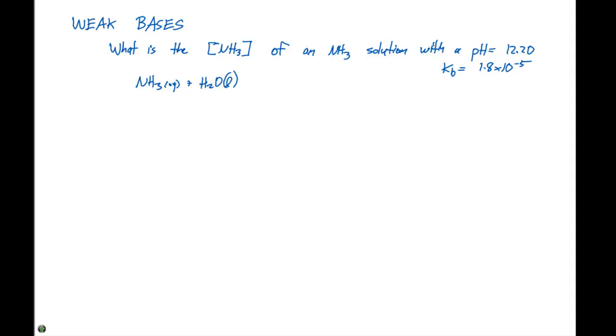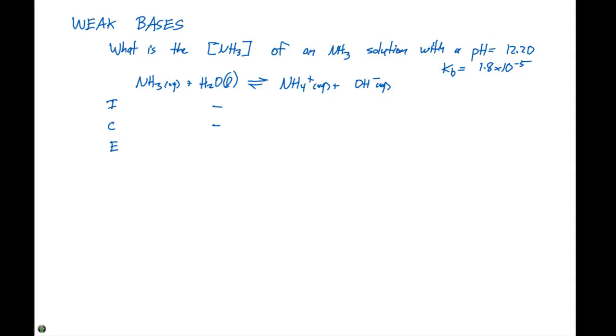So we have NH3 plus water. It's going to be in equilibrium with NH4 plus in aqueous solution plus OH minus in aqueous solution. Here we're asked to determine our concentration of NH3. So we kind of have to set up our ICE table a little bit differently here, because we're going to know what our concentration of OH minus is in the end. So let's set this up here.